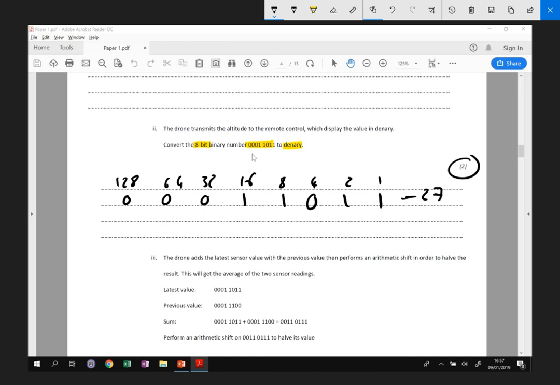Bizarrely, you get 2 marks for this. You get 1 mark for saying 20-something, and 1 mark for the last digit being 7. So if you'd said 26, you'd get 1 mark, or if you said 17, you'd get 1 mark, but 27 would get you both.